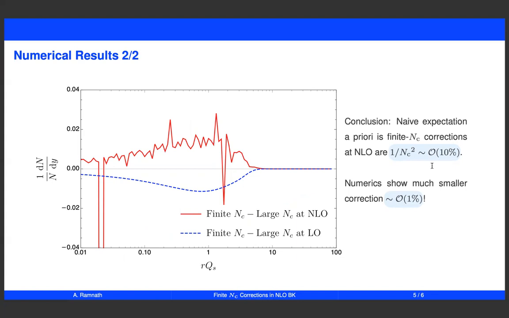And the main conclusion from our study is that although we expected a 10% correction from the finite Nc pieces at next to leading order, what we actually found was only about a 1% correction, which is more or less the order of the leading order piece.